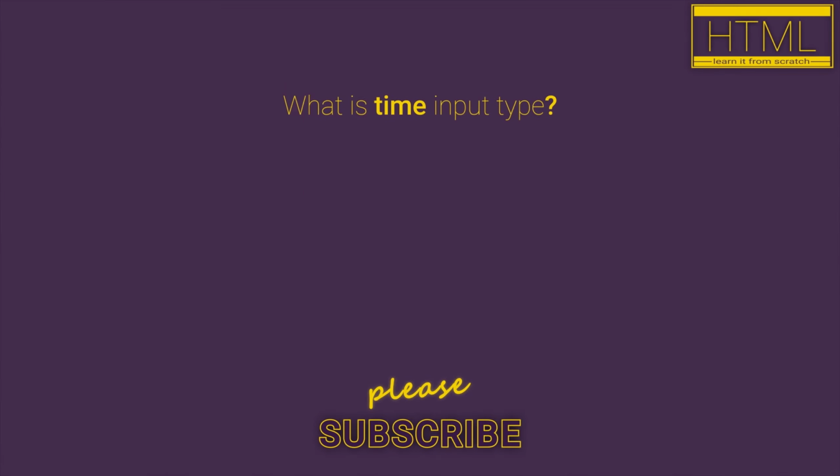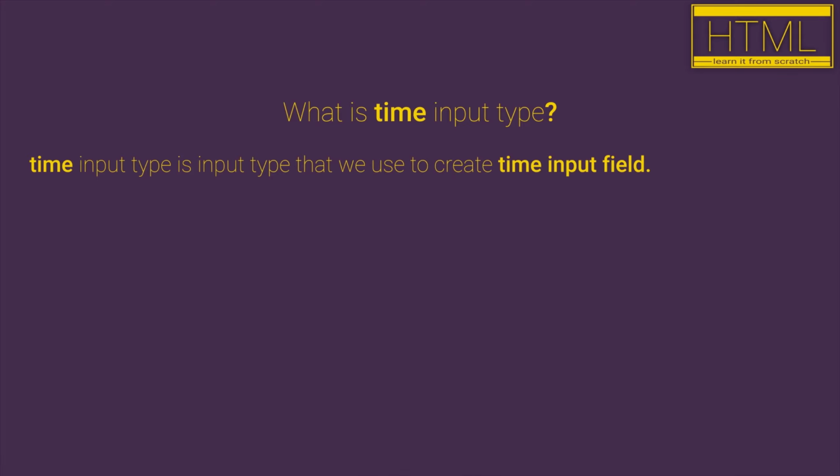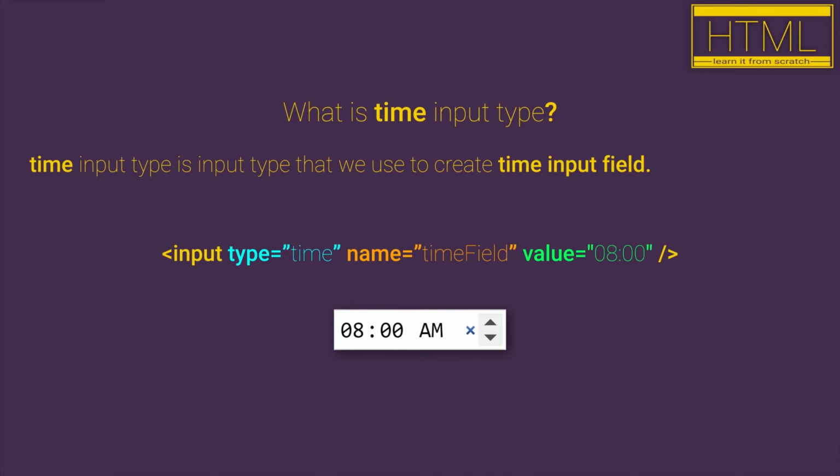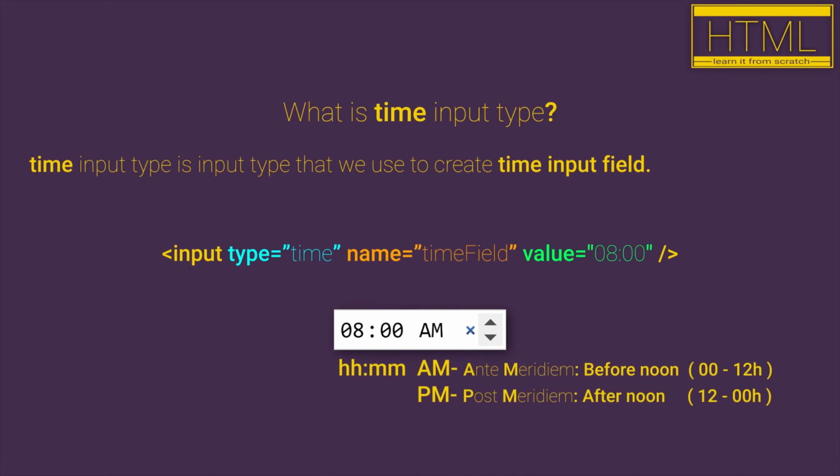Time input type? Time input type is type that we use to create time input field. Time input field is field where you can enter time in a format, hours, minutes, and period of the day like AM or before noon and PM or afternoon.